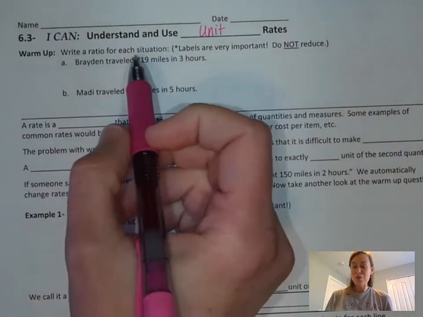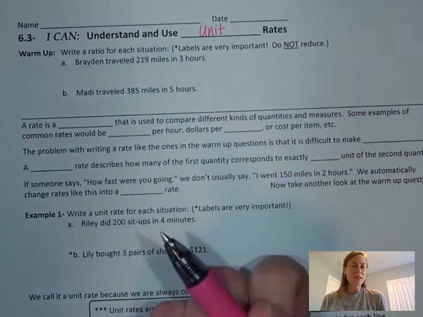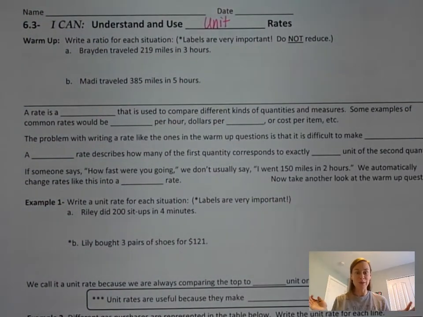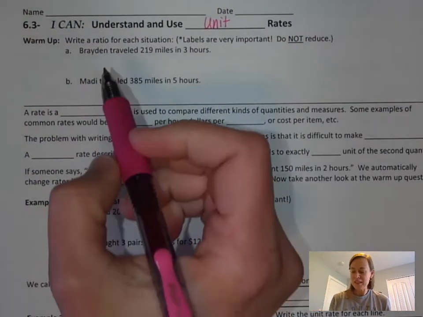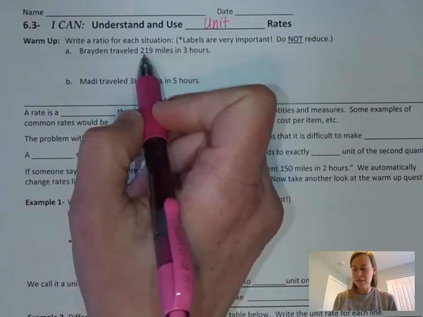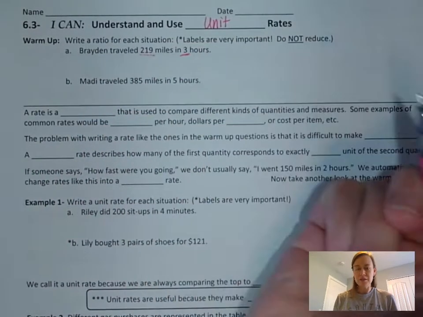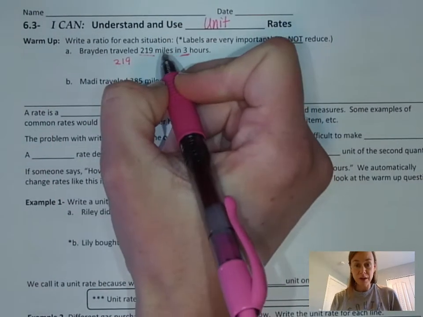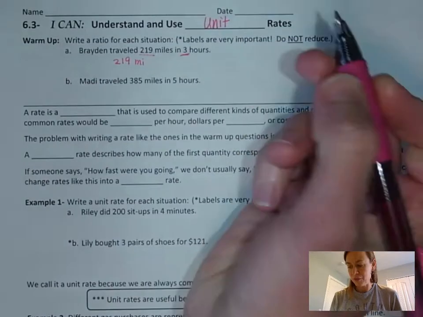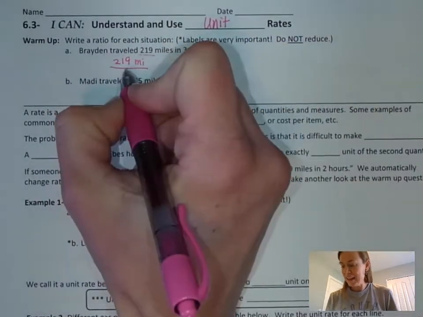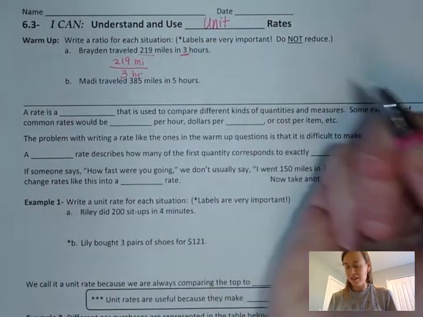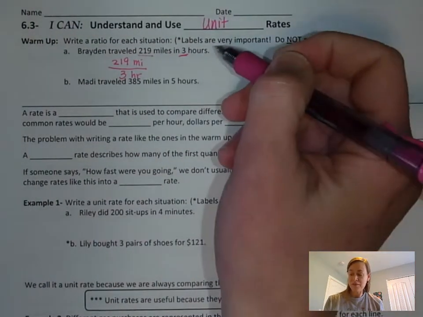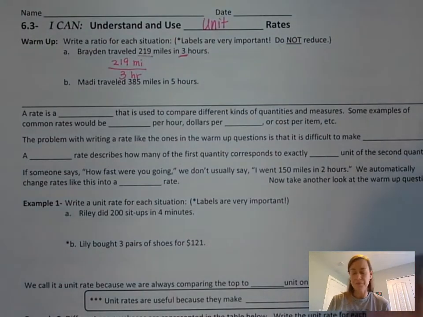It says write a ratio for each situation. Labels are very important. Do not reduce. Okay, so we don't have to reduce here. Woohoo! Let's look at the first one. It says Braden traveled 219 miles in 3 hours. Okay, so we'll do 219 and we'll go ahead and write miles. You can abbreviate with MI if you want. And then we'll do 3 hours on the bottom. Okay, it says do not reduce, so we have our labels. It looks like we're good. Let's go on to the next one.